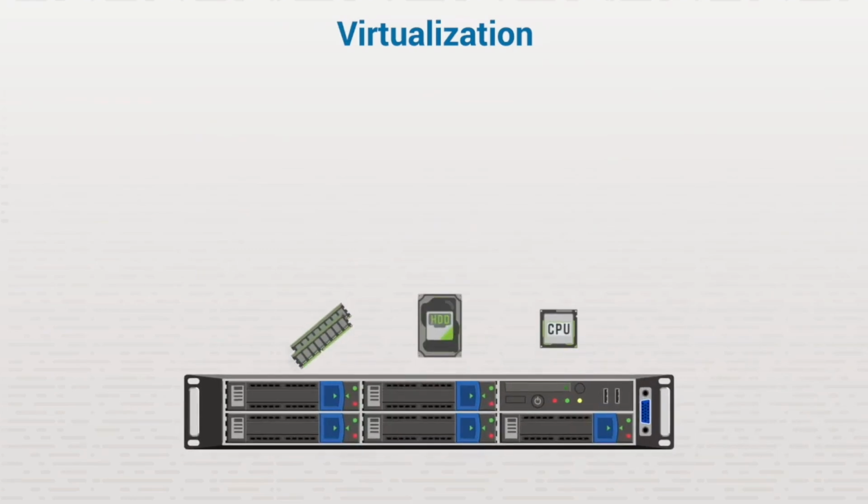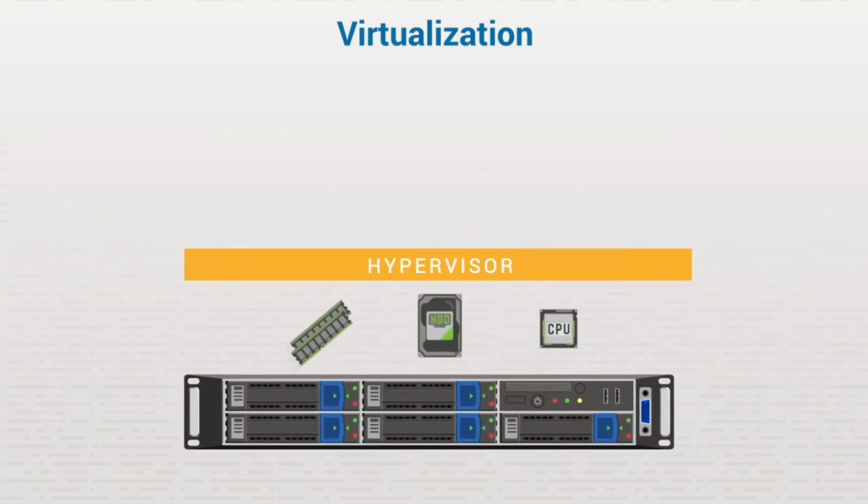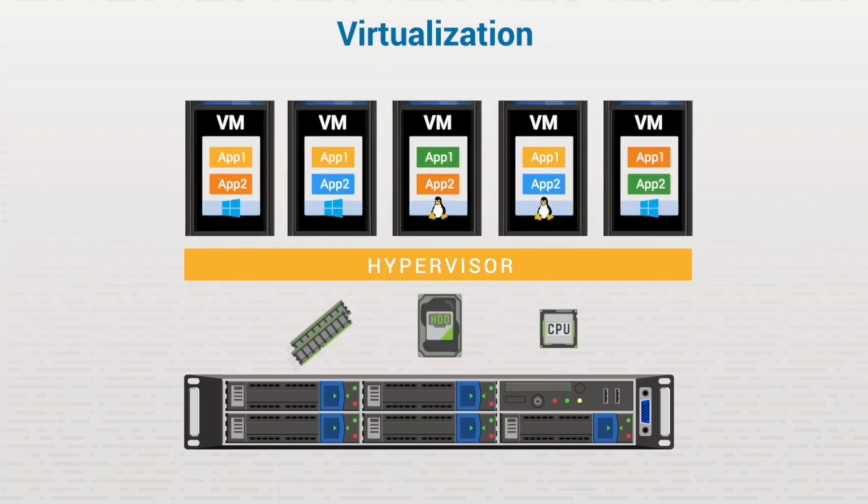Virtualization starts with you installing a thin piece of software called a hypervisor, which decouples the virtual machines, or VMs, from the hardware and dynamically allocates resources as the virtual machines request them. Once the hypervisor is installed, you can then create virtual machines with their own operating system and apps.